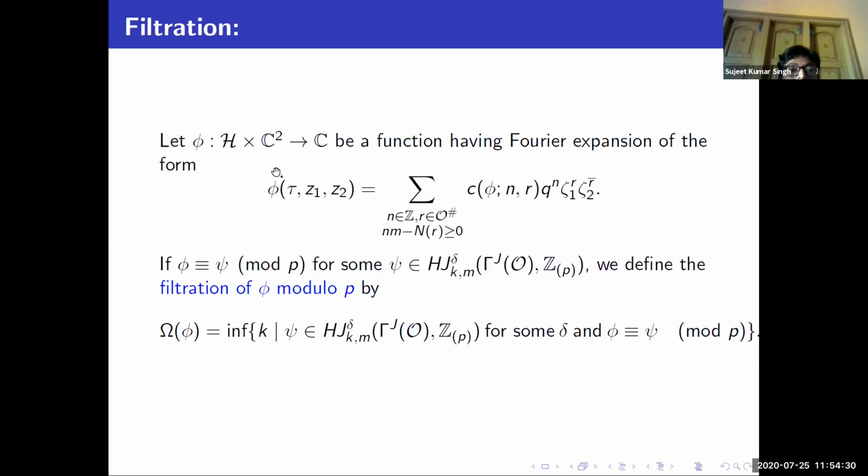Next, we defined the filtration as we have for modular forms. Suppose phi is any function from H cross C^2 to C, and it has a Fourier expansion of this form. If phi is congruent to some Hermitian Jacobi form, then we define its filtration to be the infimum of all the weights of Hermitian Jacobi forms which are congruent to this phi.